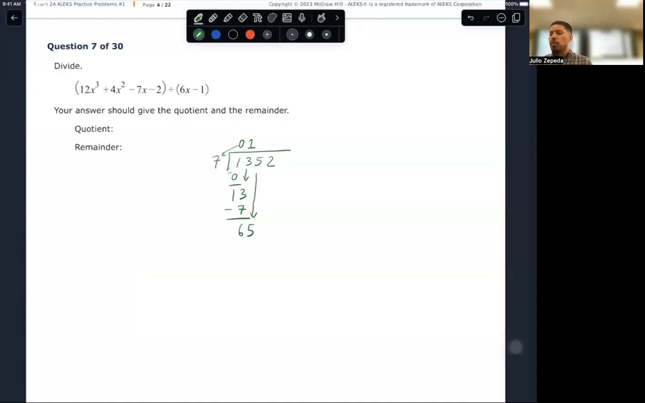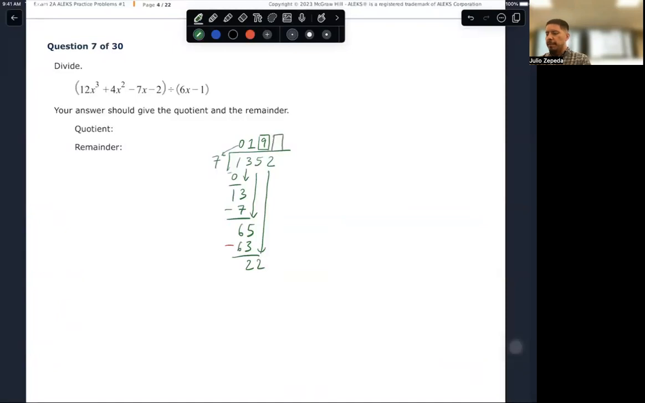What do we have to multiply by 7 to get 65, or as close as we can get to 65? 9, yeah, 9. If we multiply 9 by 7, we get 63. That's as close as we can get to 65 without going over. And then this 63 is positive, but we subtract it. And so we get 2. Bring down the next 2.